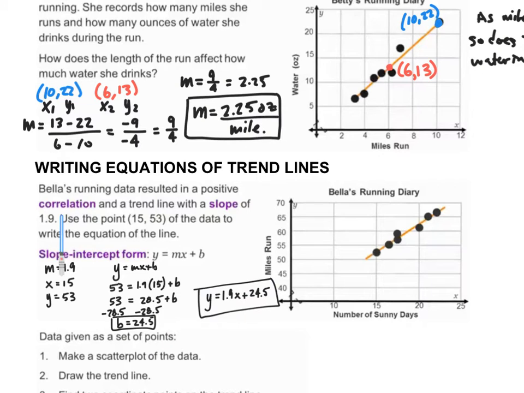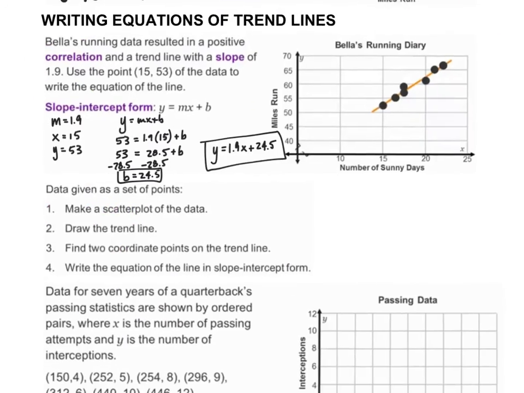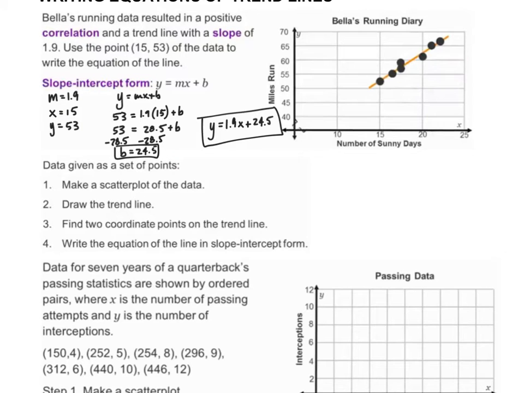That's when we're given points that are on the trend line. Just so we see the steps here: the data is given as a set of points, we want to make a scatter plot, draw the trend line, find two coordinate points that are on the trend line, and then write the equation of the line in slope-intercept form. We can do this by hand if we have the points. Sometimes it's a little bit harder, but that's what we've got.